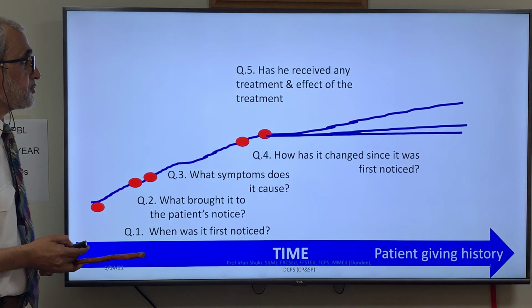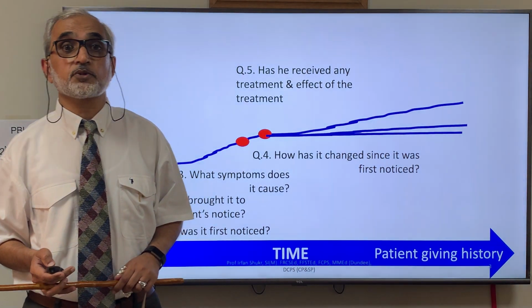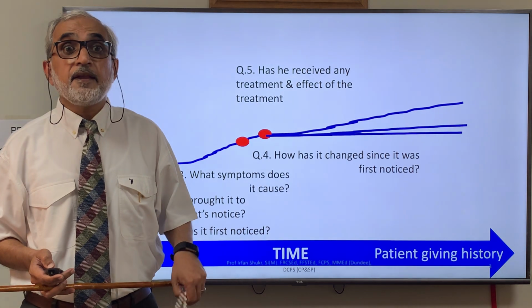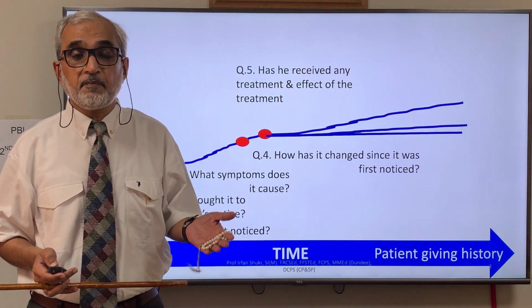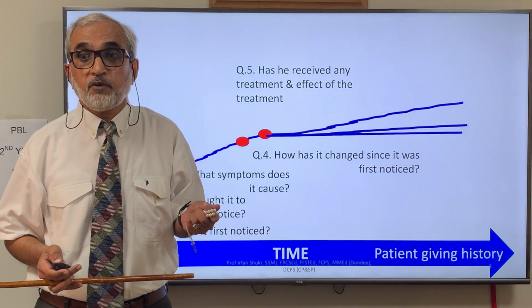Has he received any treatment, and what was the effect of the treatment? Before coming to you, he may have shown it to the doctors, may have received treatment from them, he may have done self-medication, or he may have followed something traditional in the culture for that swelling.